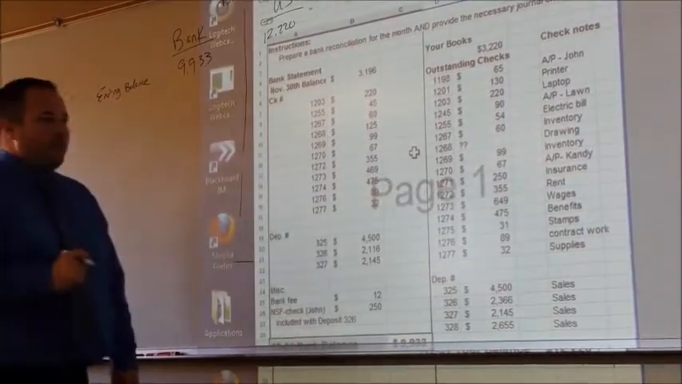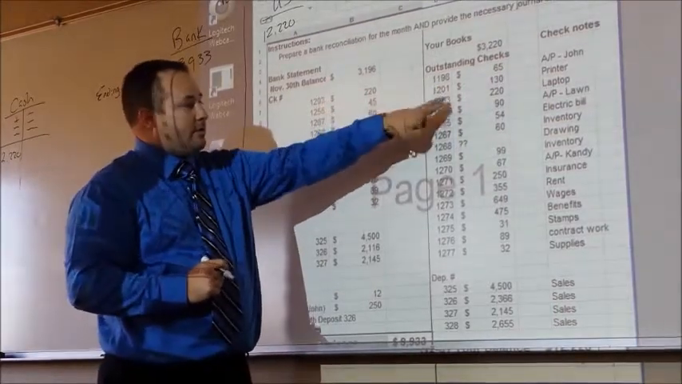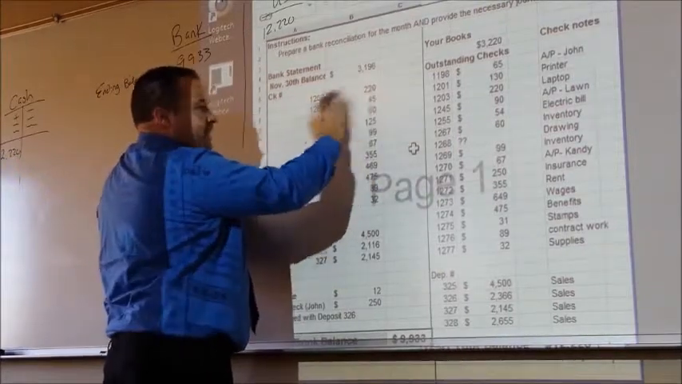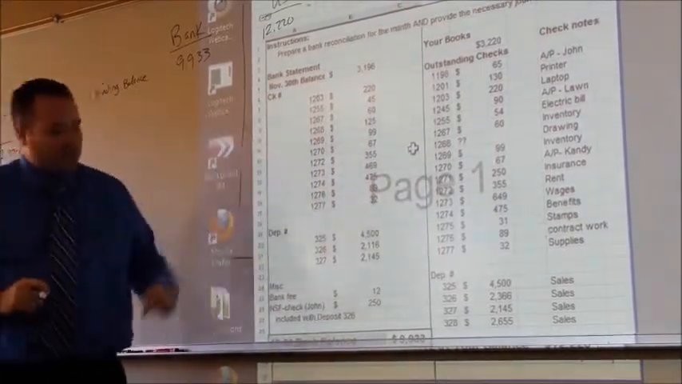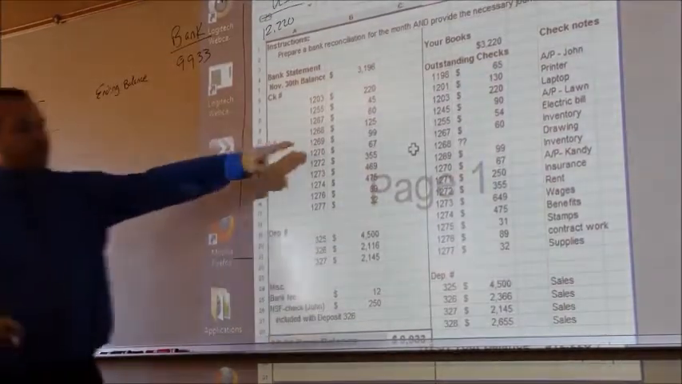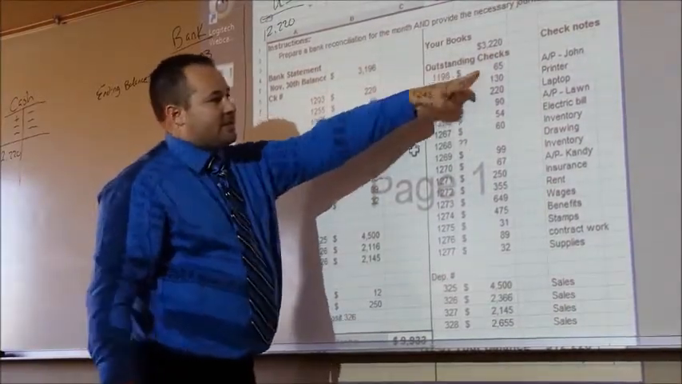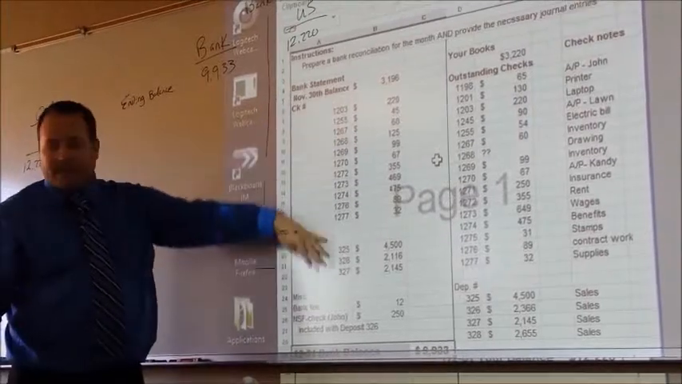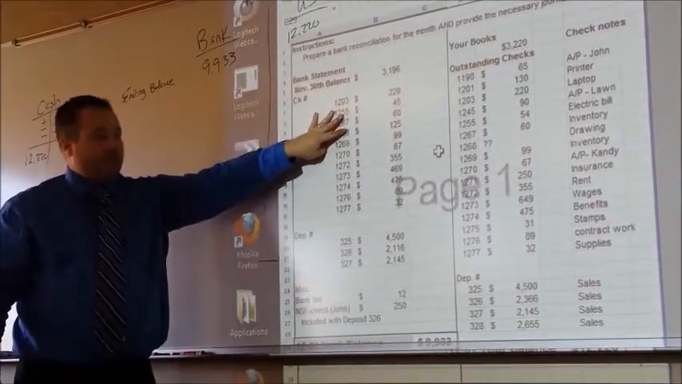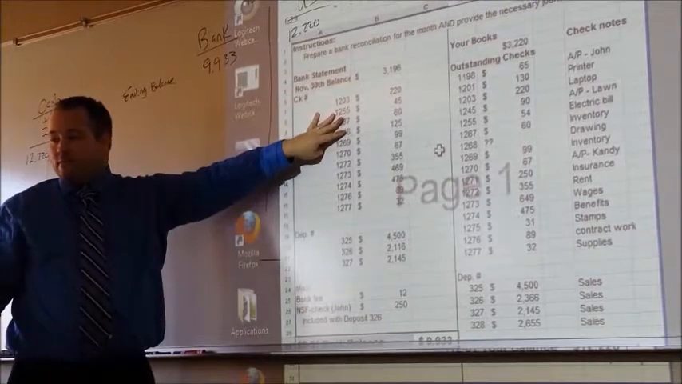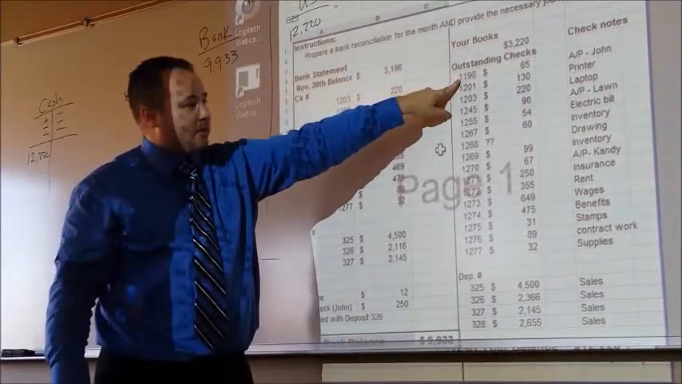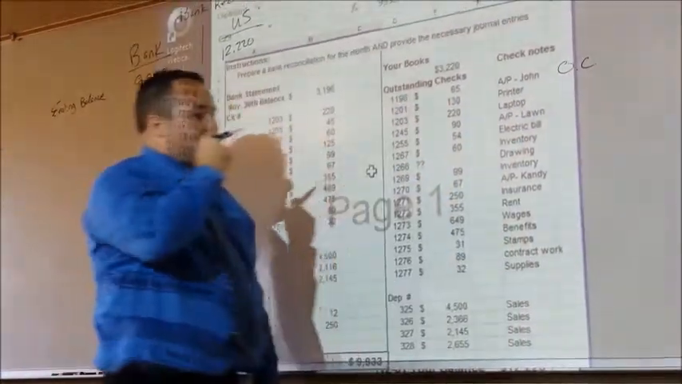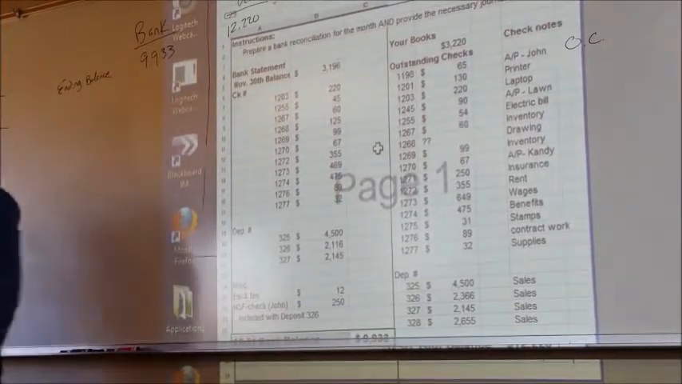What you're going to want to do, at least this is what I would do, you should have something either marked out or something in the explanations for each one of the checks as we go through. So like for this first one, I see check number 1198 for 65 bucks that I paid on account to John. That's not showing up anywhere over here. Therefore, the bank doesn't know about it. What kind of check is this then? What do we call that? Outstanding. Outstanding check. So out here to the side, I'm going to make a little note to myself when I'm doing the bank rec that that's an outstanding check.